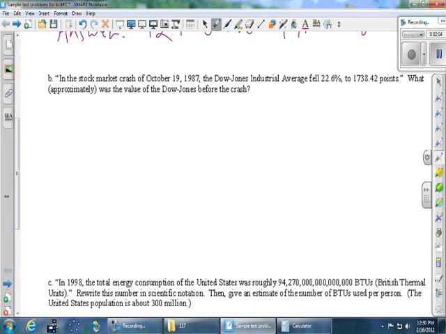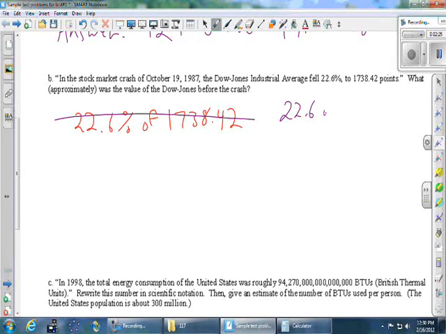It is very tempting to try to take 22.6% of the 1738.42, and then maybe whatever you get, add it to 1738.42. Unfortunately, that is wrong. You're trying to take 22.6% of the original value of the Dow Jones, the starting value, and you know that you took 22.6% of some unknown thing, and then you subtracted it from the unknown thing, and you ended up with 1738. So this is the difficult kind of question. We had some of these in class.